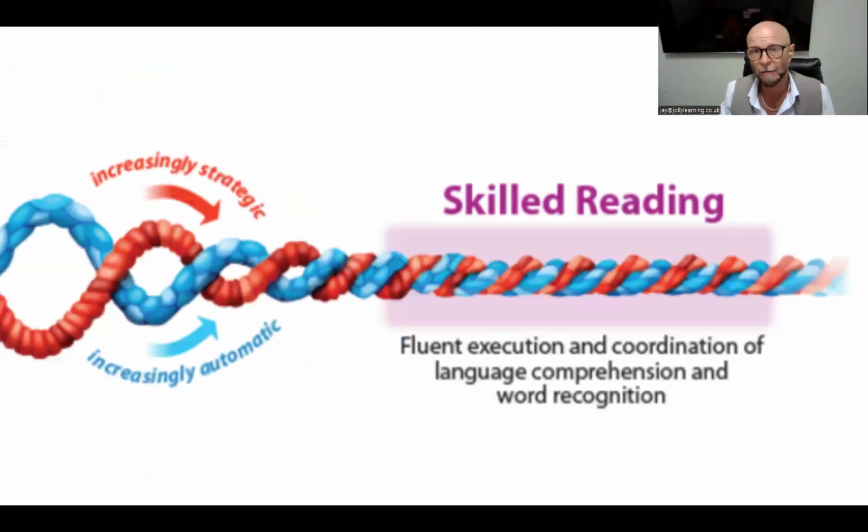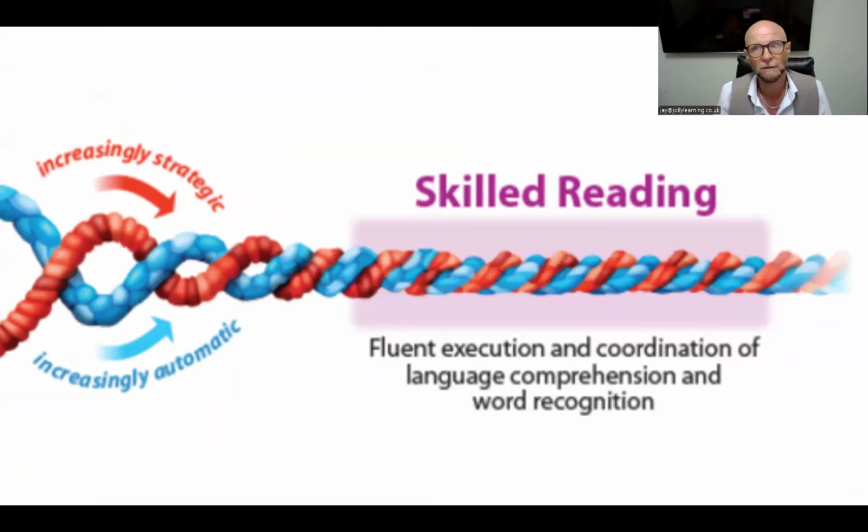So if we take this as our goal, the skilled reader, not just someone who can read, but someone who understands what they're reading, someone that can enjoy reading, someone that has reading as part of their life, somebody that has personal development from their reading. They can read something, understand it, and develop from it. That's a skilled reader, right? They need to have these two strands.